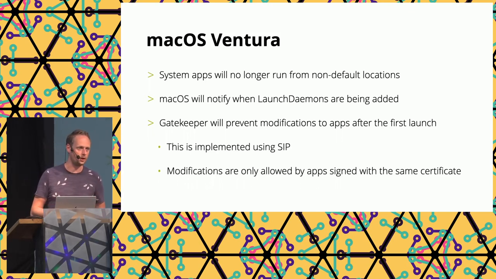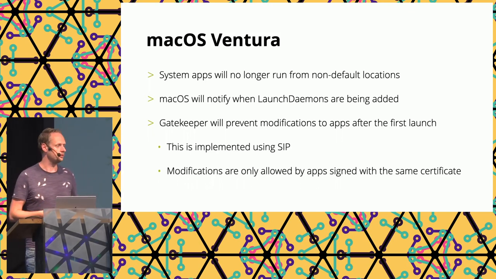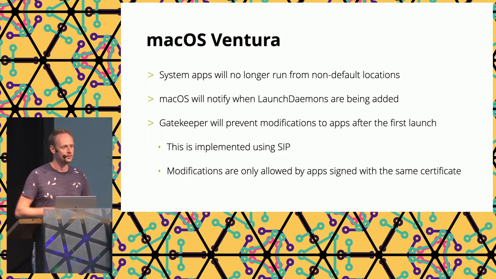For example, if you have an update service like Sparkle or something, you can say, OK, Sparkle, I also accept that certificate to make changes to my app.